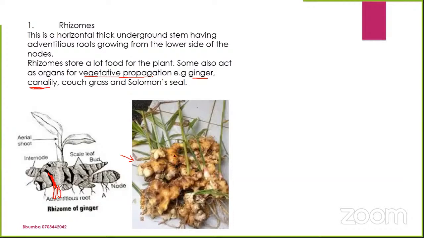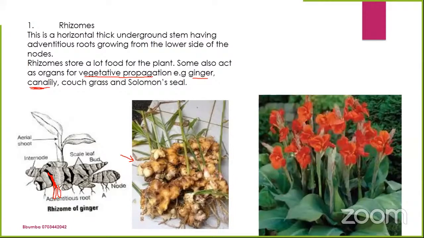And then, as well as canna lily, if you have seen these leaves before, with these flowers, this is what we call canna lily, amalanga. And then grass, lumbugu. Some of you have seen it now. And there is also Solomon seal. Some of these, some of you have not seen them before. Let's see. What of turmeric? Turmeric, I think it's a chinzari. We are going to see where it falls.